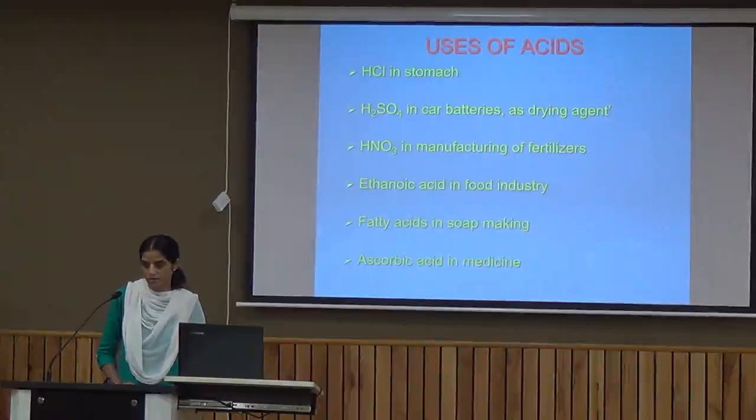Ethanoic acid is basically which acid do you think? It is acetic acid, which is used for preservation. Then we use fatty acids for soap making. Then ascorbic acid is used in preparation of medicines. So we can say in different walks of life we use acids, and thus they are an important part of our life.